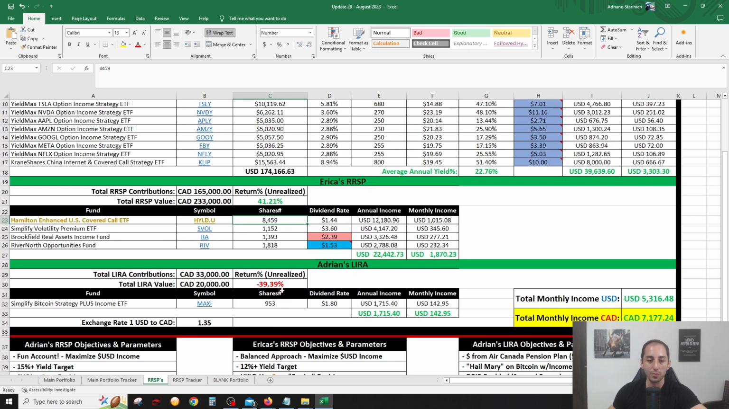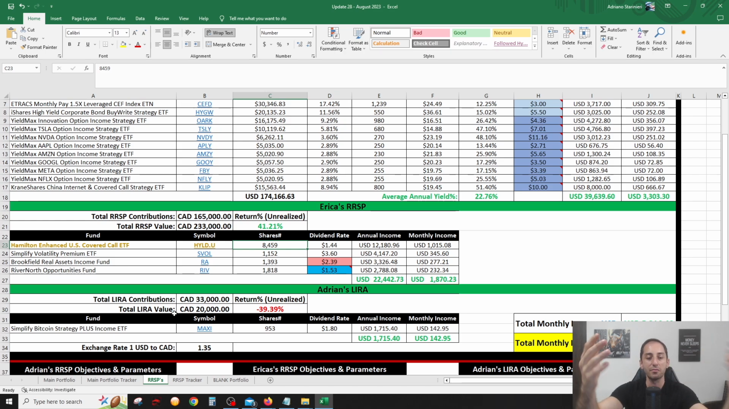Then of course you have the small LIRA here, which I have in Maxi, which I went all in on Bitcoin, which has dropped in the last little while. So the account value is 20,000. And same thing, it's on DRIP. So total RRSP income is a little over $7,000 Canadian. Remember, this is translated to Canadian. Here you have the USD.